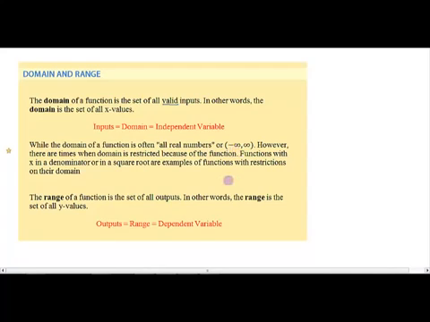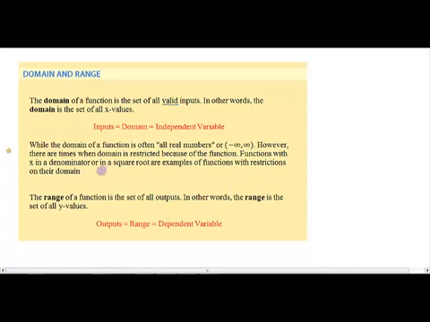However, there are times when domain is restricted because of the function. Functions with x in the denominator. Remember we did that in the last chapter, where we have a function, a rational function, where x is in the denominator, and you can't allow x to be certain values because it causes that rational expression to be undefined. It causes division by 0.